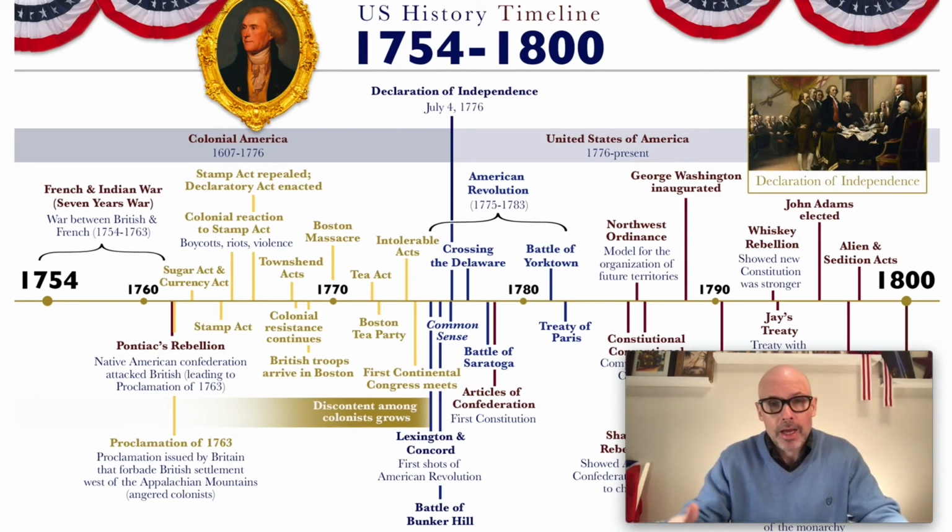And then there are going to be taxes to pay for the debt, and you can see them here: the Sugar Act and Currency Act, Stamp Act, Townshend Act. We're going to talk about it today. It's all going to lead to the American Revolution.